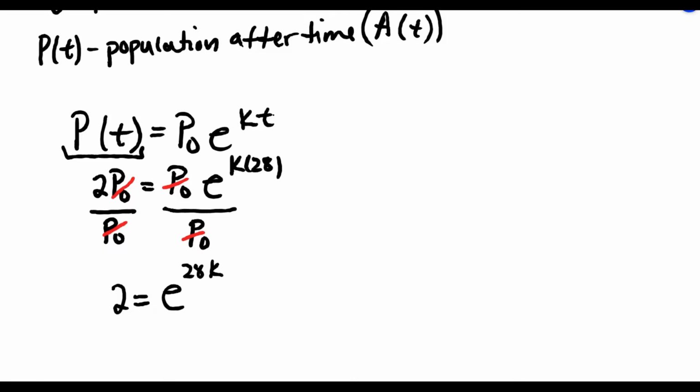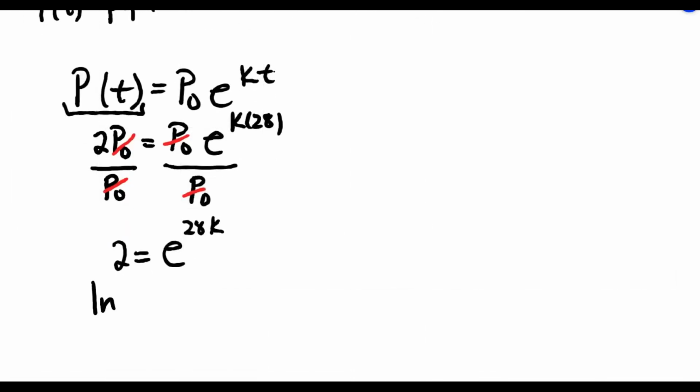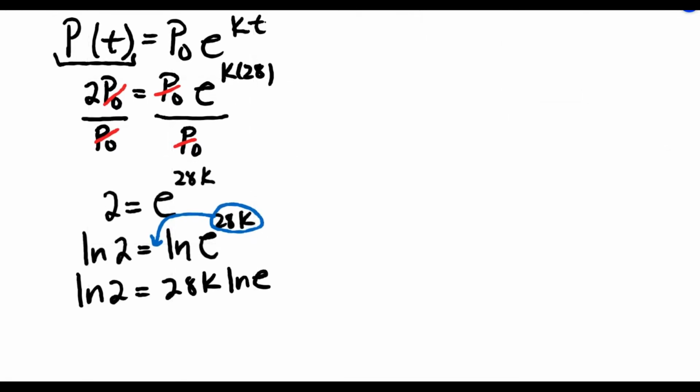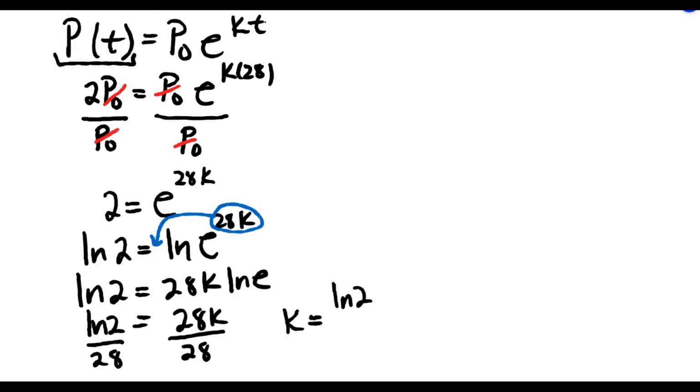Then I'll solve this exponential equation by taking the log of both sides. Then I can use the power rule, and the power rule allows me to move that power in front of the log to make this natural log 2 equals 28k natural log e. Natural log e is 1. And I'll divide both sides by 28 to get k equals natural log 2 over 28.